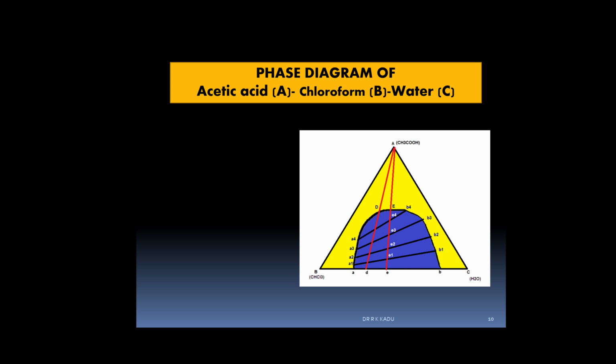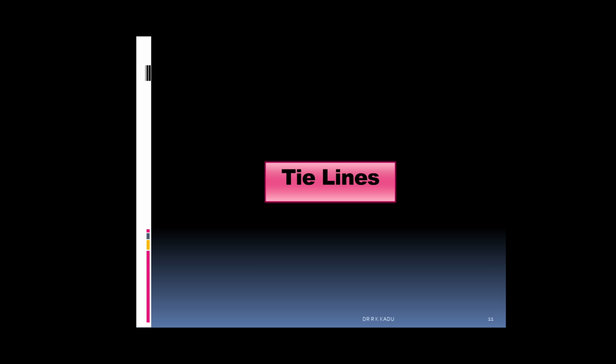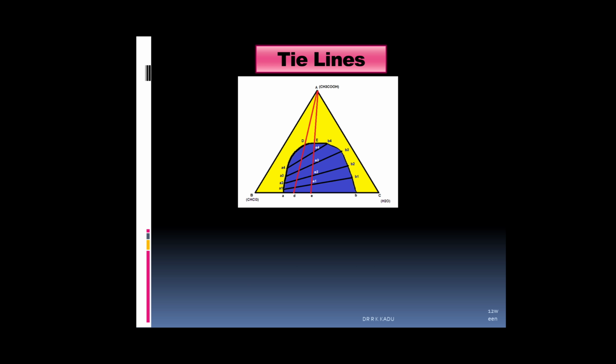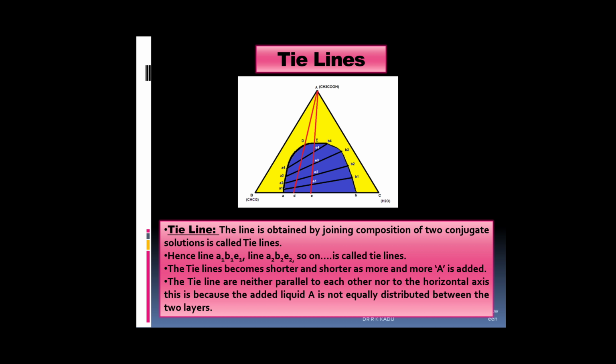In this phase diagram, we are going to focus more on the tie lines, plait points and binodal curves. Each of these points we are going to discuss in much more detail. So let's start first with the tie lines. In this phase diagram, various tie lines are present. Basically we should know what is meant by tie lines. The line obtained by joining the compositions of two conjugate solutions is called a tie line.